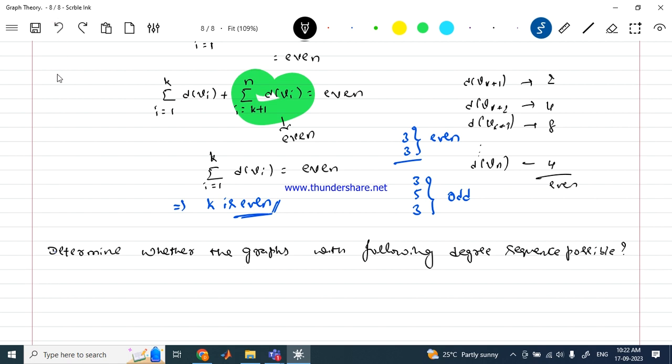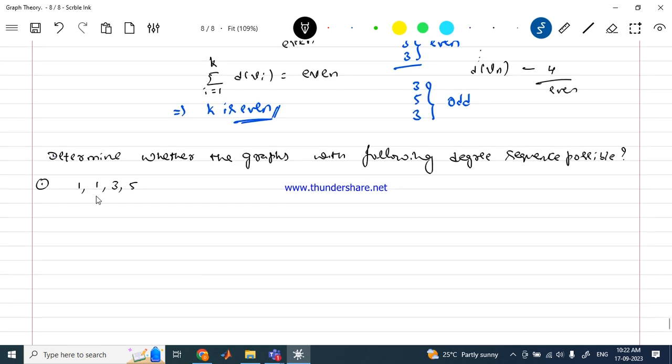Question number 1: the given degree sequence is 1, 1, 3, 5. So what the problem is saying is that you have 4 vertices, and the degree of the first vertex is 1, the second vertex's degree is 1, the third vertex's degree is 3, and the fourth vertex's degree is 5. So can we have this graph? Yes, it is possible, because we have an even number of odd degree vertices here.